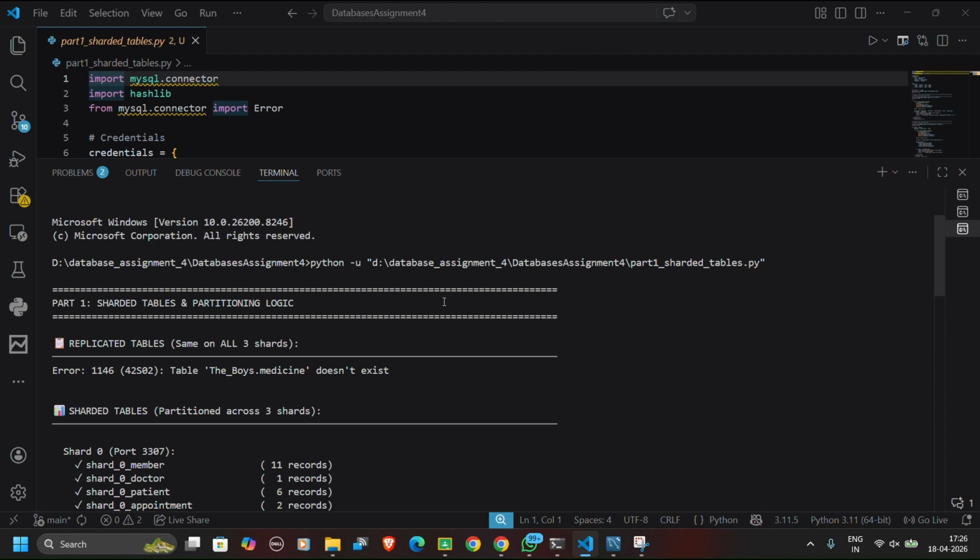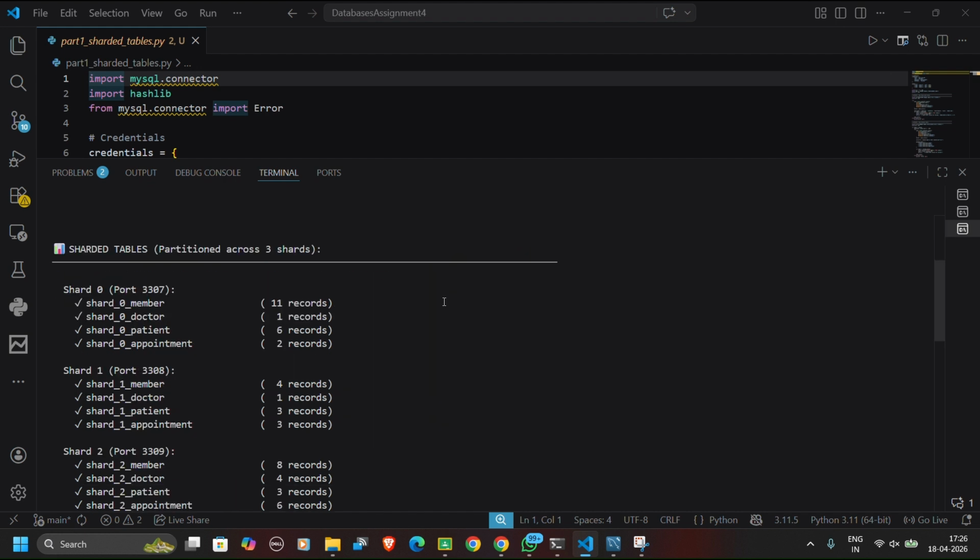Secondly, sharded tables: member, doctor, patient, and appointment are partitioned. Notice how each shard has its own table: shard 0 member, shard 1 member, shard 2 member. You can see over here.